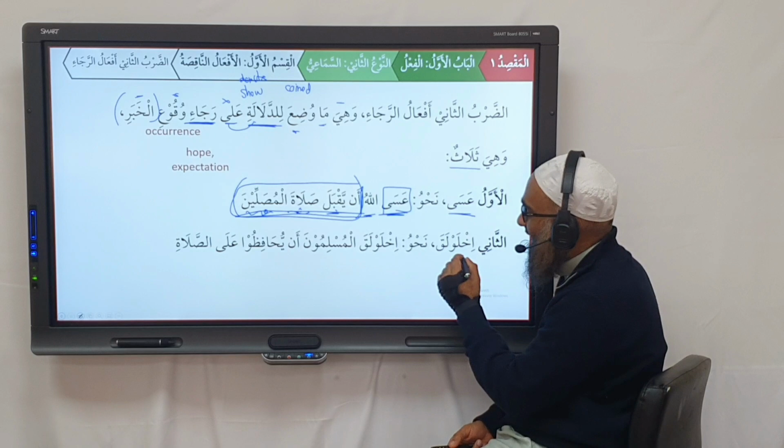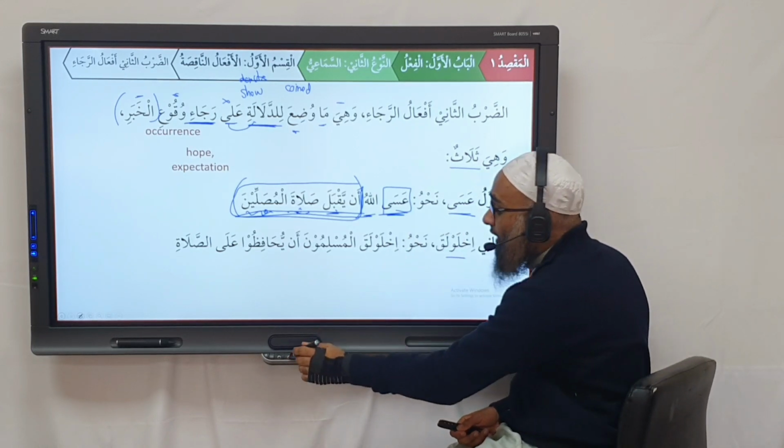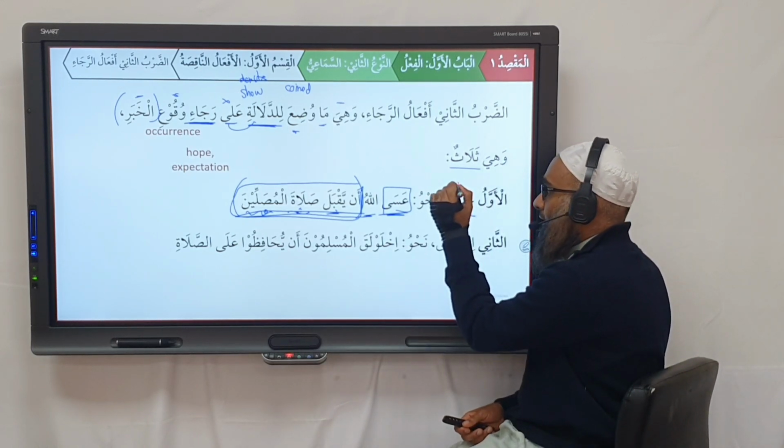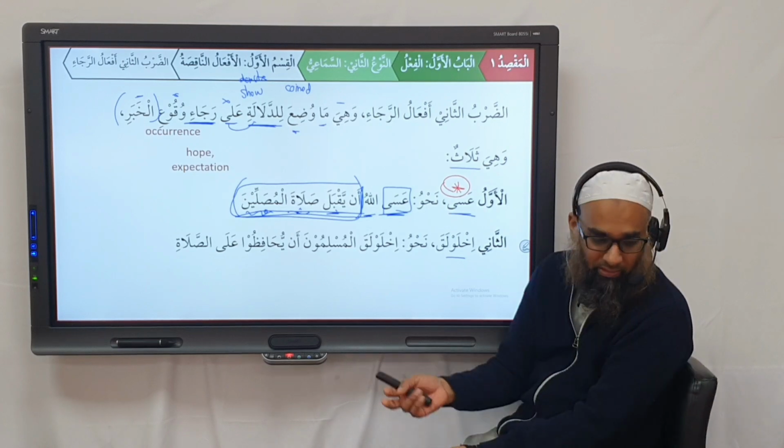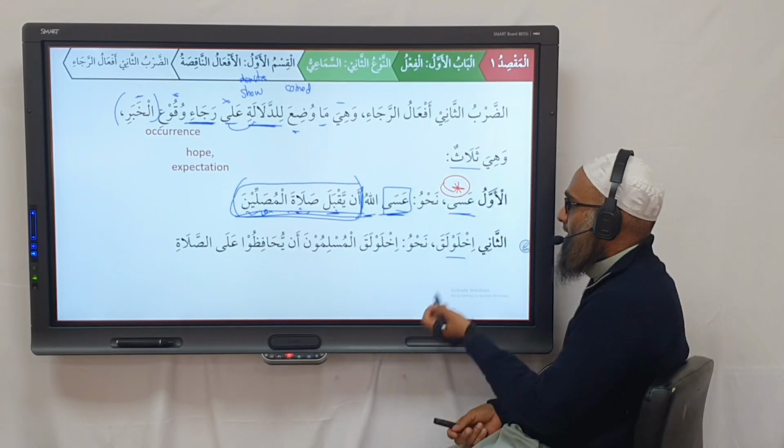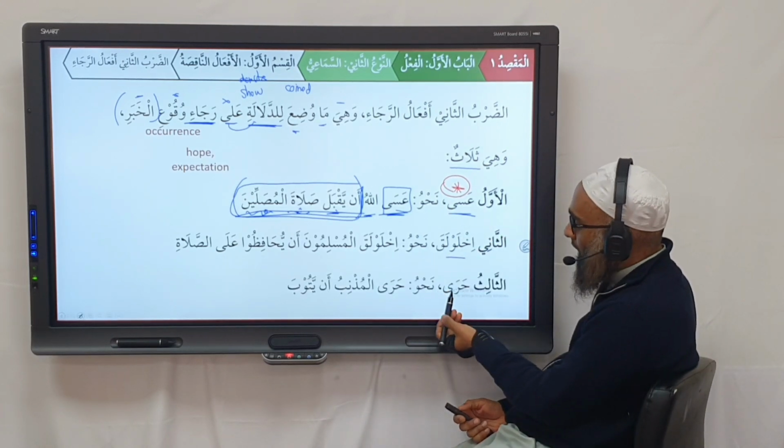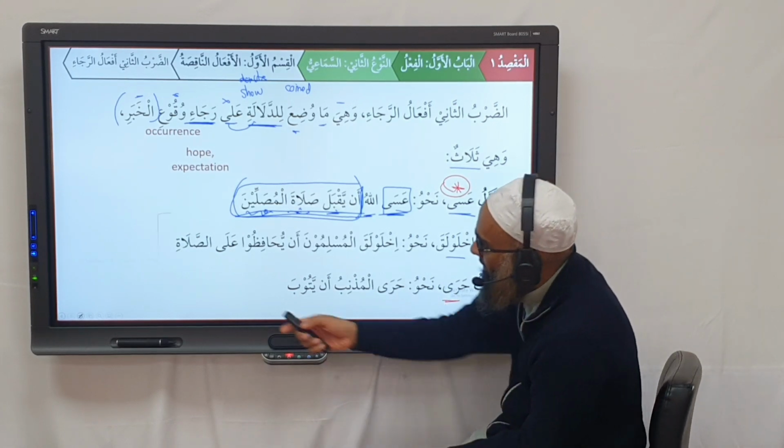The next one here is اخلولق. So basically, you have to know this one. This comes in the Quran many times. Asallahu an, many times it comes asallah, ya asa. The next two, اخلولق and hara, these are quite rare.